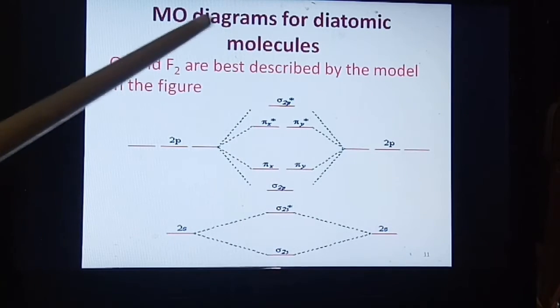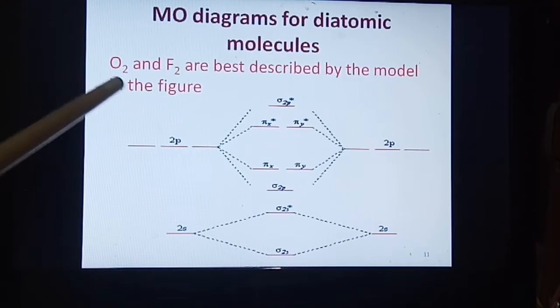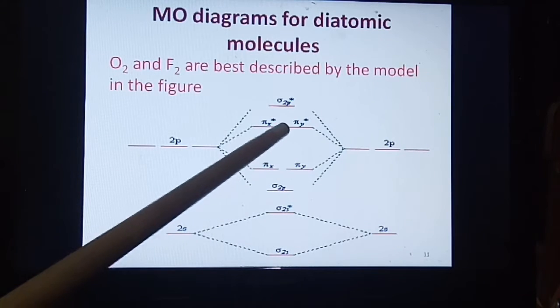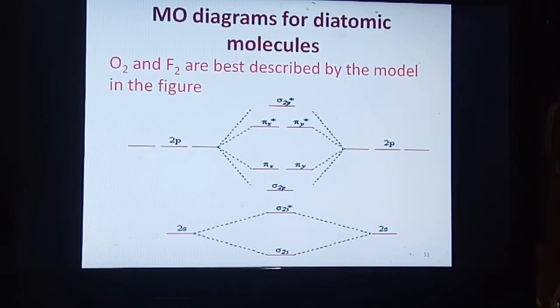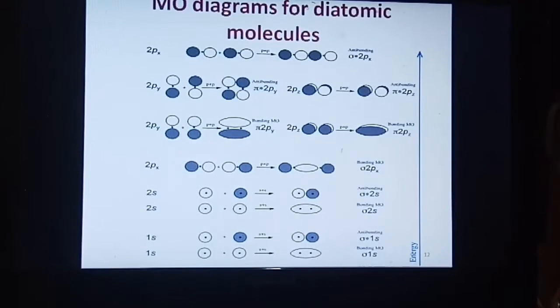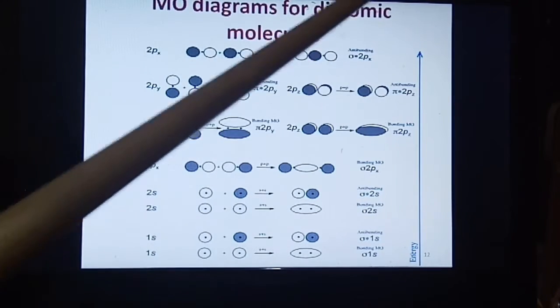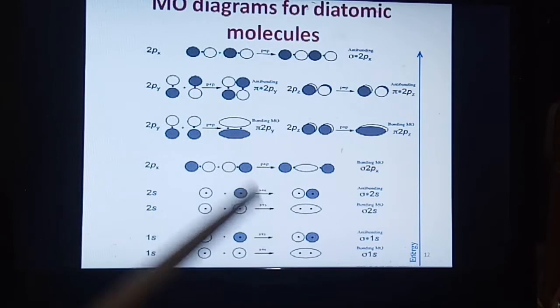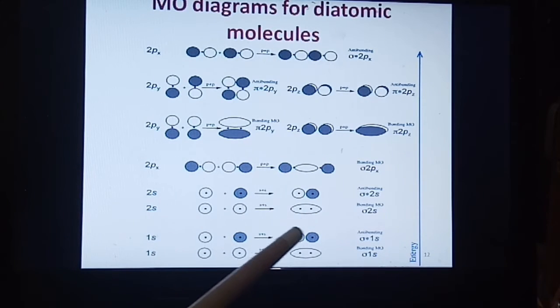This is the MO diagram for oxygen and fluorine. In this case, the sequence of energy levels changes somewhat. This is the diagram for diatomic molecules. In this diagram, the shapes of atomic orbitals and the shapes of the molecular orbitals formed are shown.